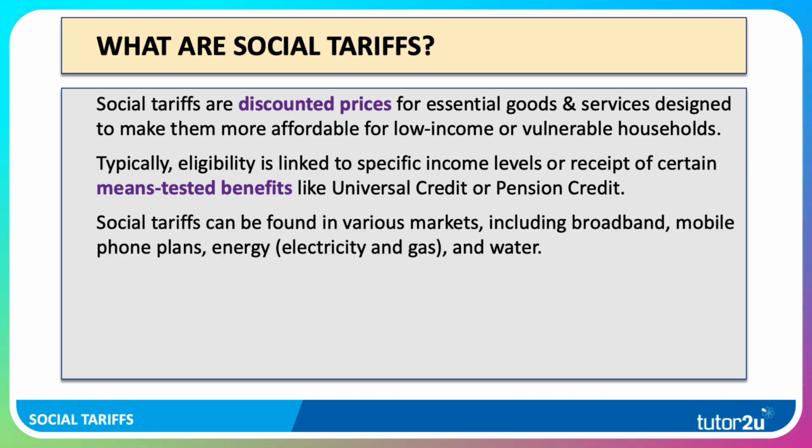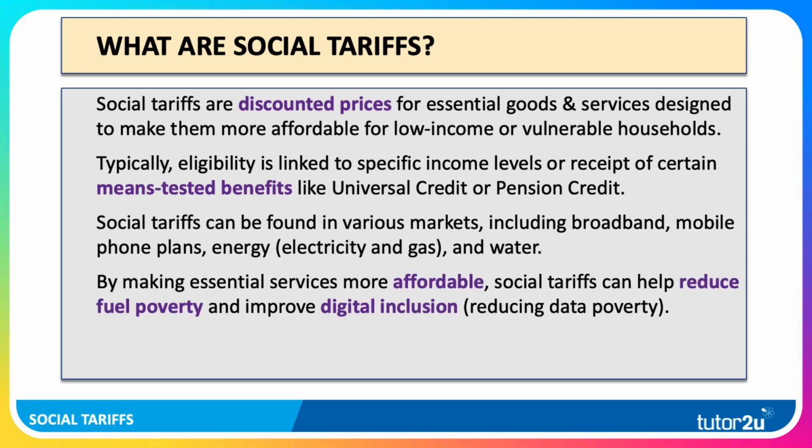Social tariffs can be found in various markets in the UK, including broadband, mobile phone plans, energy and also water. And by making essential services more affordable, social tariffs can help address issues of fuel poverty and digital exclusion. Data poverty, for example, is the idea of people not being able to afford to have a fixed broadband service.